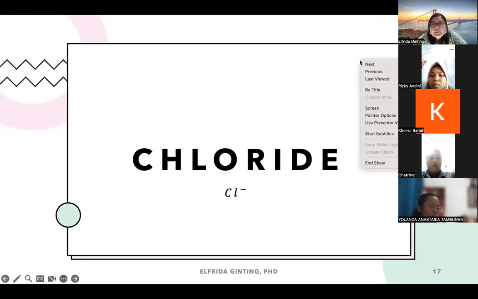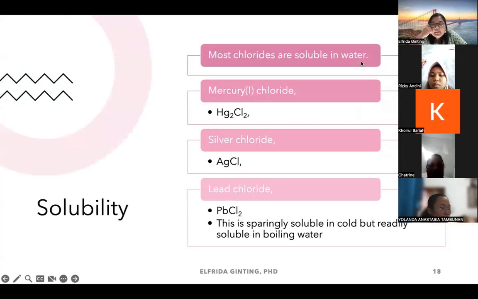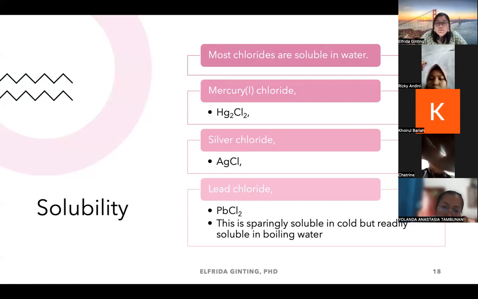Now, chlorides here, most of them are soluble in water. You can see here mercury chloride, silver chloride, but lead chloride is a little bit soluble in the cold, but once you heat it, it will be soluble in boiling water.